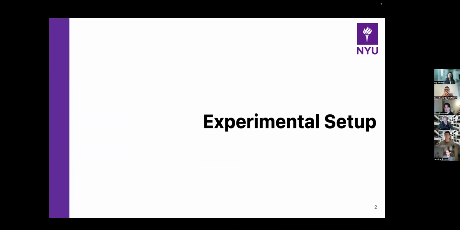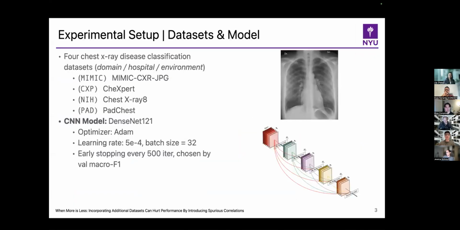So I'll just set up the problem and how we're looking at this first. We're looking at the effect of additional data sets, and the data sets that we use are these four listed here: MIMIC, CheXpert, ChestX-ray8, and PadChest. These are all publicly available data sets, so it makes our results fairly easy to repeat.